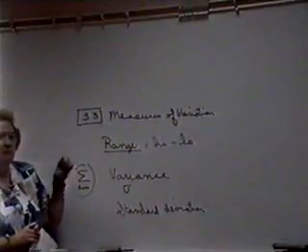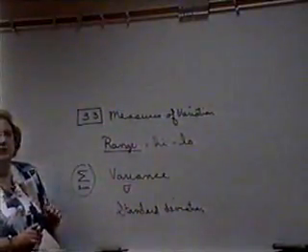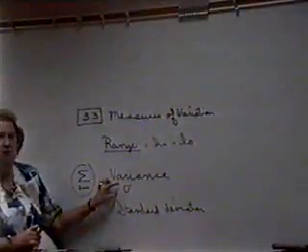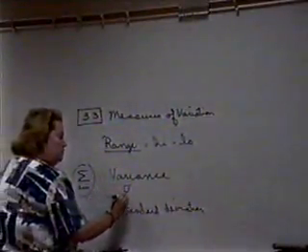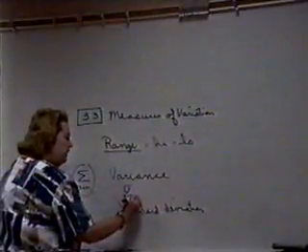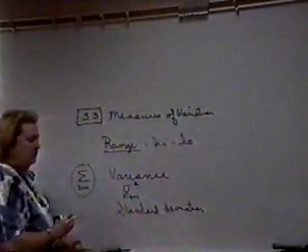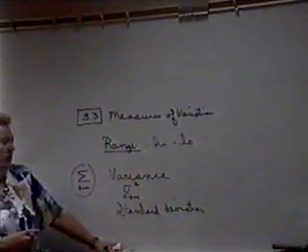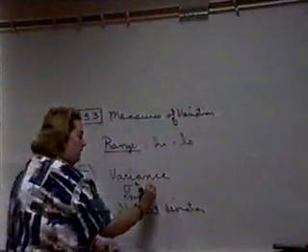Just like in our alphabet, we have capital letters and little letters. In the Greek, they have capital letters. This is a capital sigma. This is a small sigma. The small sigma, sigma squared, is the variance. We put a square on it. Sigma squared is the variance of a population.